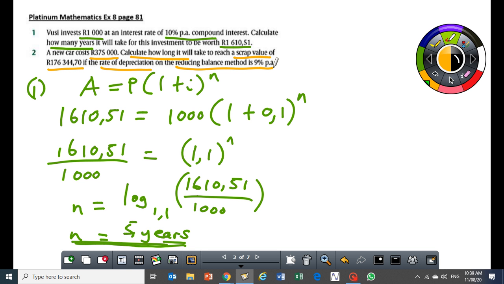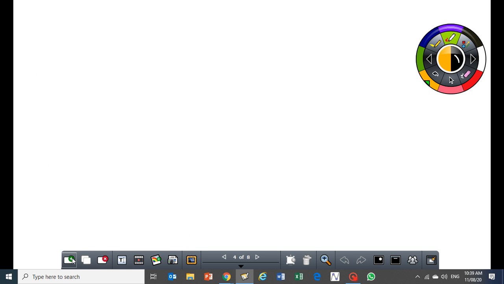The definition of scrap value and book value are close to each other, but book value does not consider the end of the useful life of the asset. And both of them are due to depreciation. So our formula for that one will be A equals P times 1 minus i, raised to the power of n. It's very important for you to know which formula to use.